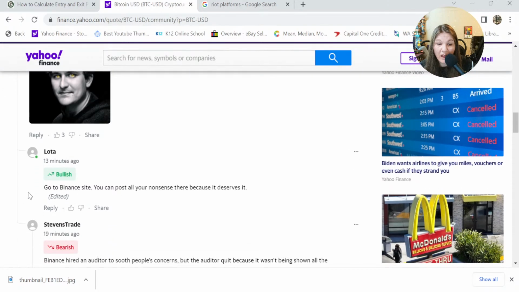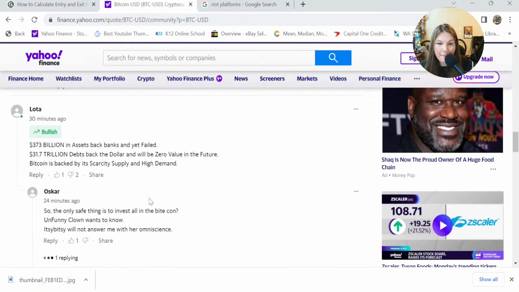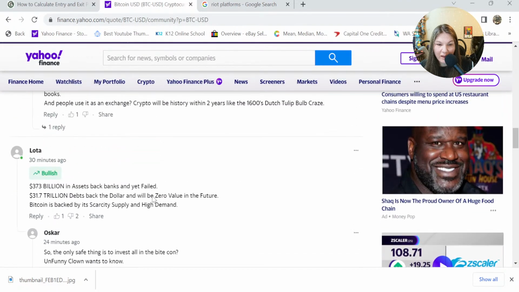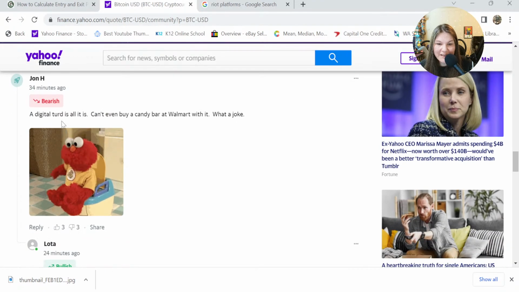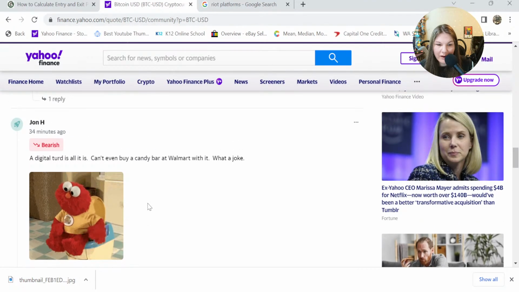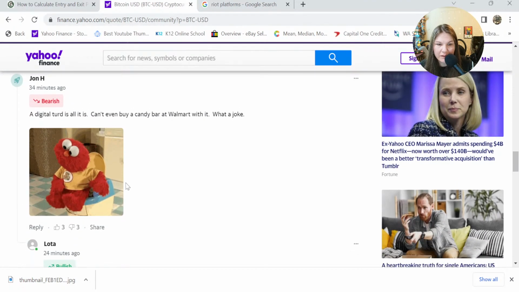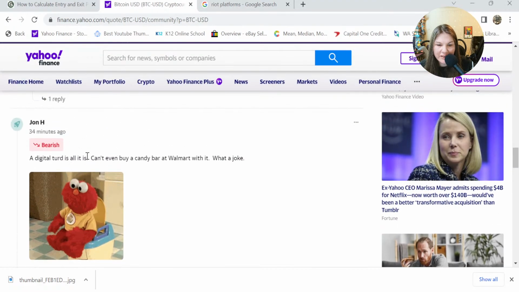Well, Lotta says, go to Binance site. You can post all your nonsense there because it deserves it. Man, these people are so mean to each other. And they're always in the comments. Look, they're having year-long conversations. Someone said a digital turd is all it is. Can't even buy a candy bar at Walmart with it. What a joke. John, I came here for your comment. You talking about these Bitcoin people that have made billions and you're calling it a digital turd. Like they could buy every one of your digital turds with their Bitcoin money, John. Bitcoin's real.